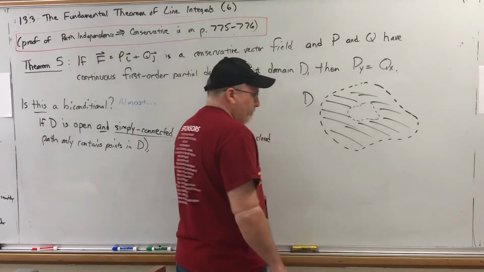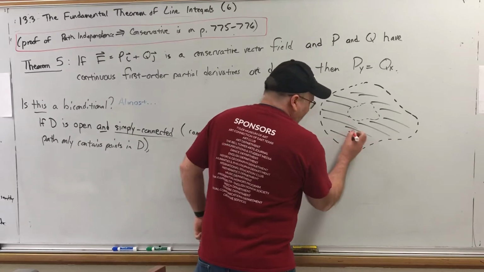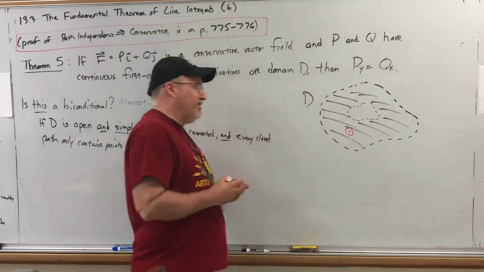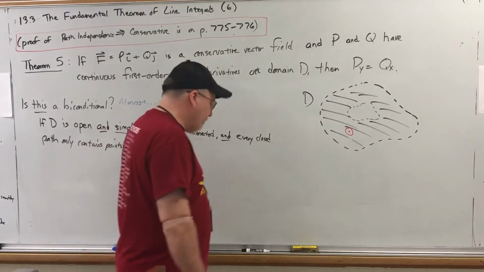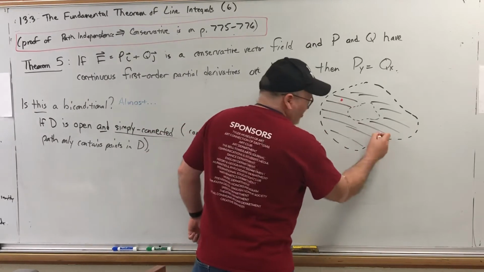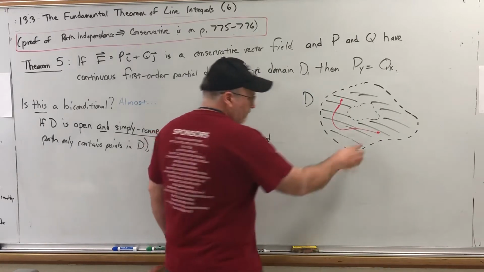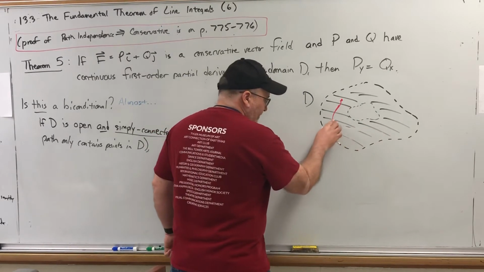This set is open. No matter where I pick a point, I can find a small enough closed disk that's contained inside of that donut. It is connected, meaning if I pick any two points inside of here, I can connect them with a path that doesn't leave the set. But it's not simply connected.